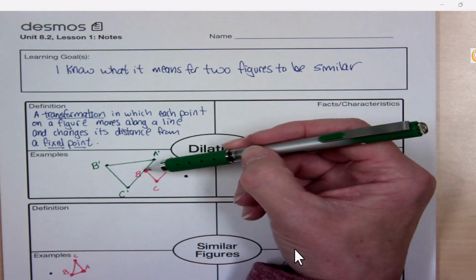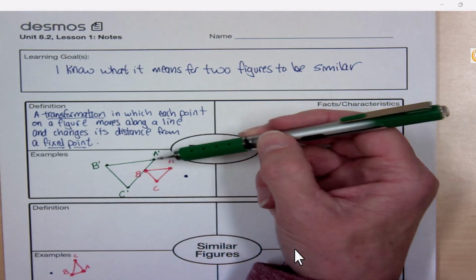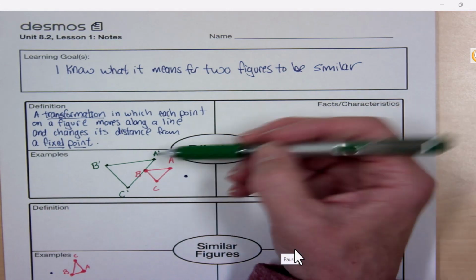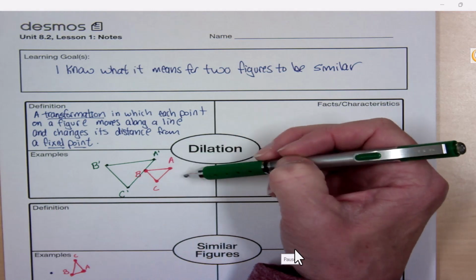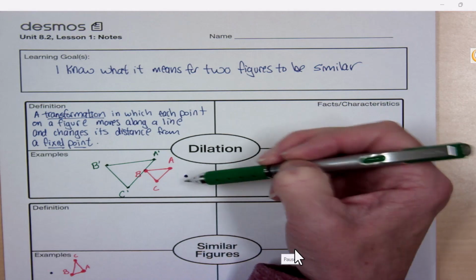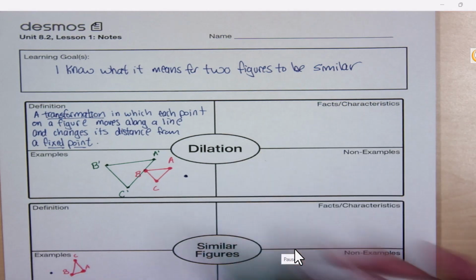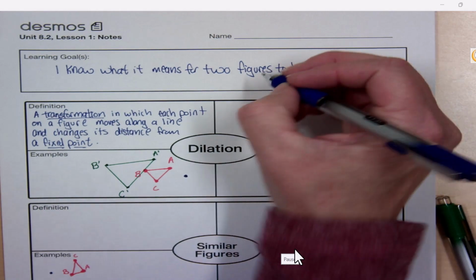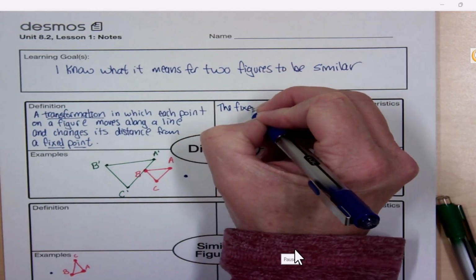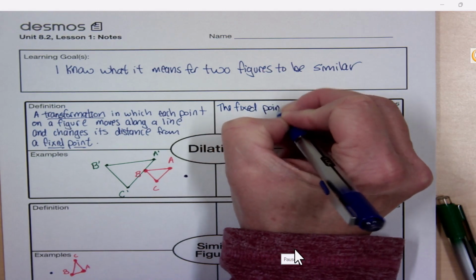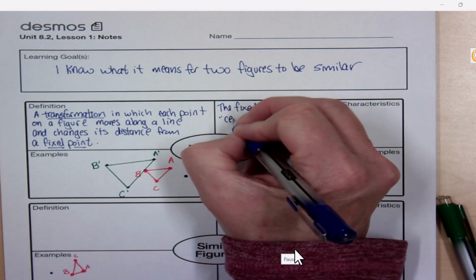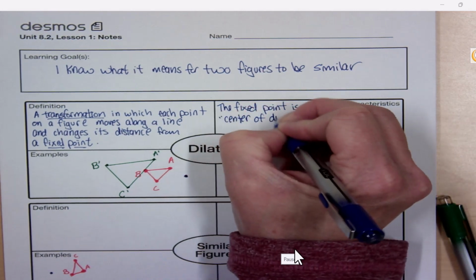So that was the transformation. That's a dilation. A prime, B prime, C prime is a dilation of triangle ABC. It's a transformation in which each of the points on a figure moves along a line and changes its distance from a fixed point. Let's talk some more about some facts about that fixed point. The fixed point has a name. It's called the center of dilation. The fixed point is the, new word, center of dilation.